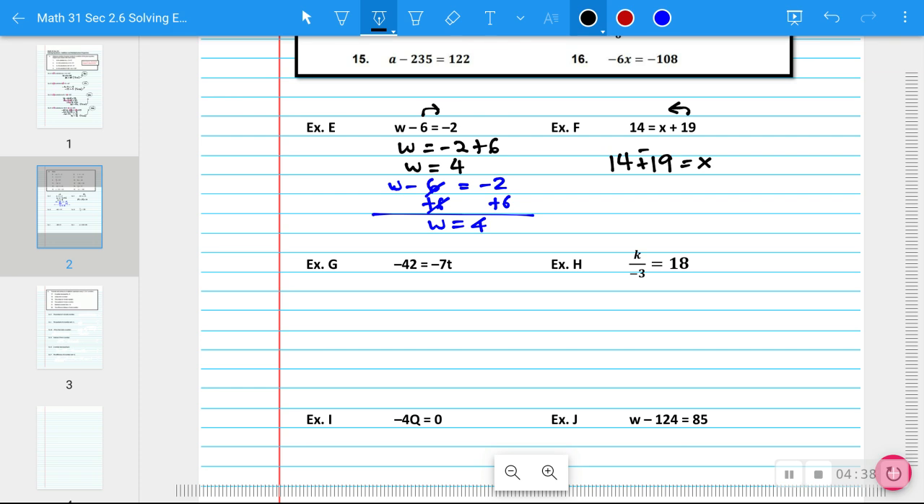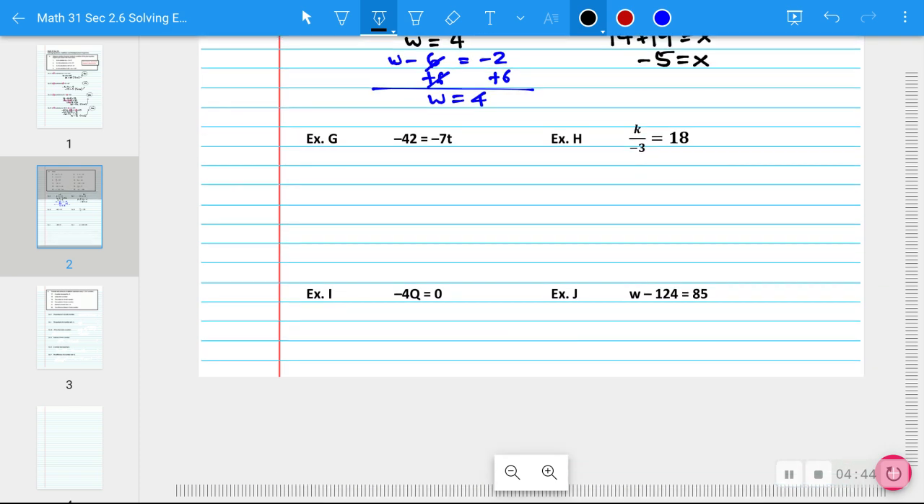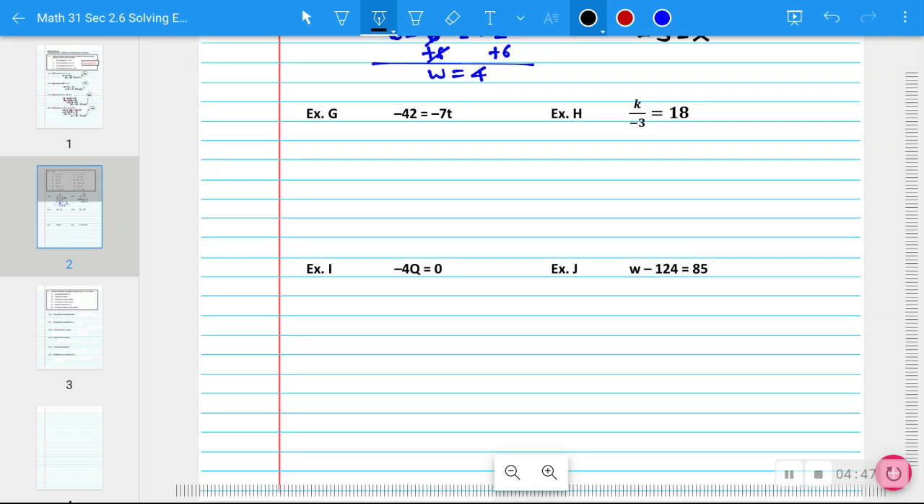14 plus -19 is -5. So the solution is -5. Okay, on G and H, we're actually dealing with multiplication and division.